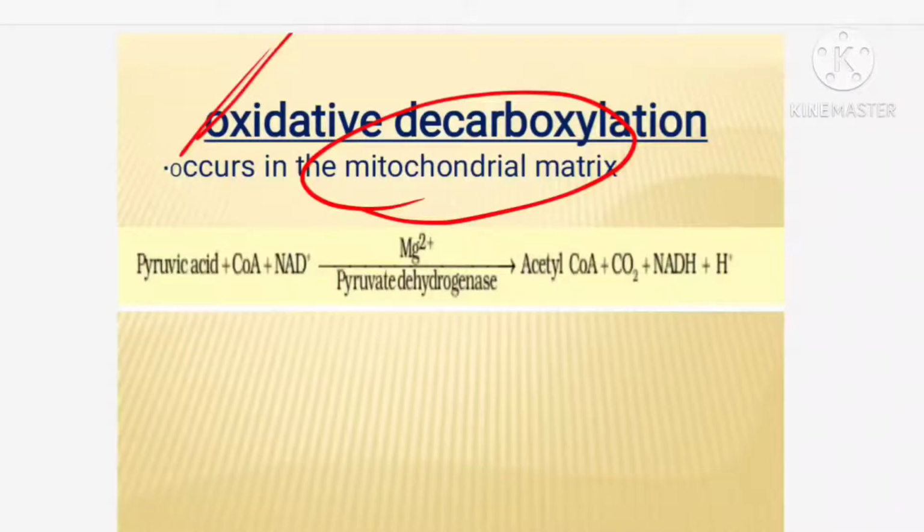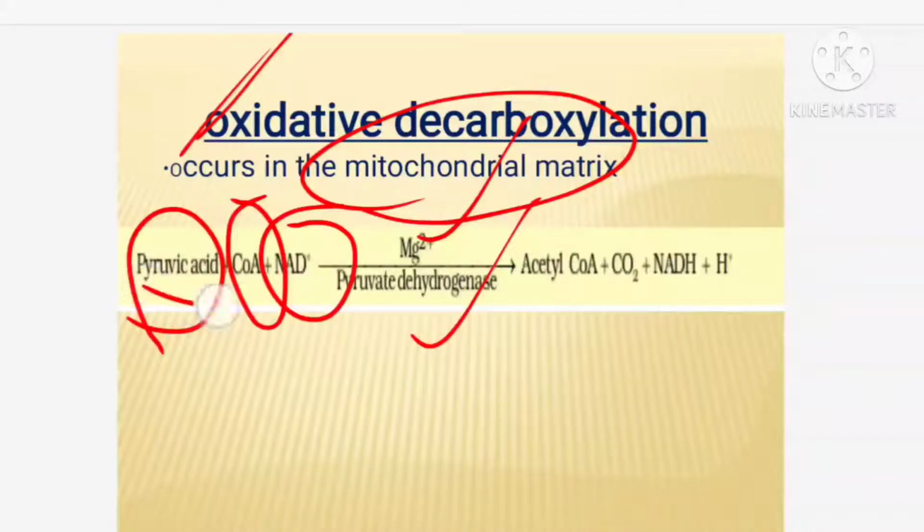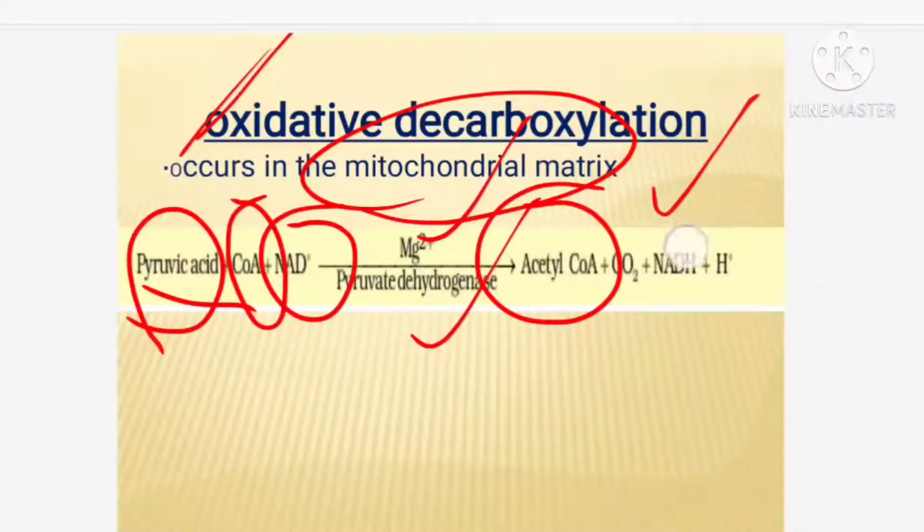So, here what is happening is that pyruvate or pyruvic acid is reacting with coenzyme A and NAD, in the presence of two substances: one is the magnesium ion and the other is the pyruvate dehydrogenase enzyme. This pyruvic acid is converted into acetyl coenzyme A. Carbon dioxide is released, NADH2 is formed. So, this is oxidative decarboxylation.